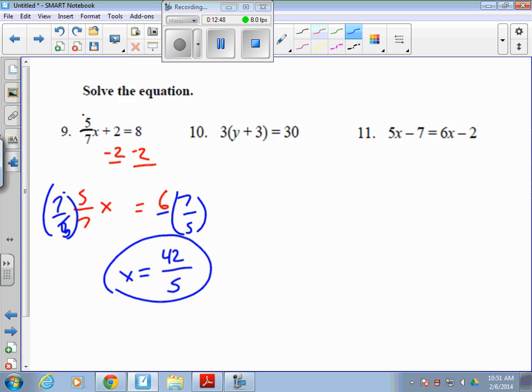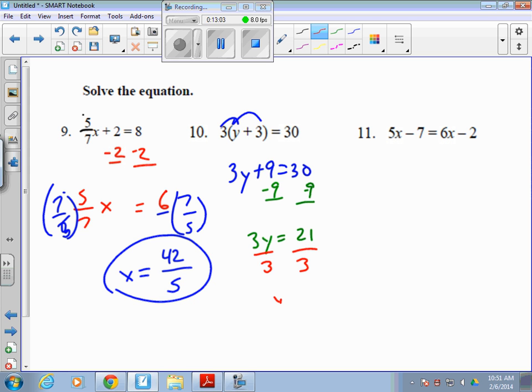For number 10, you need to distribute 3 times y and 3 times 3. You need to get rid of plus 9 by subtracting it. And 3y equals 21, and you need to get rid of 3 times something by dividing it. y equals 7.